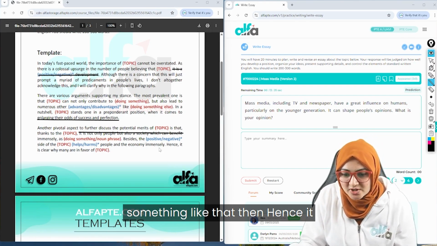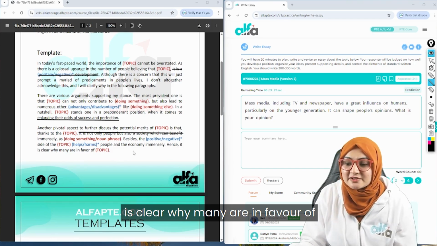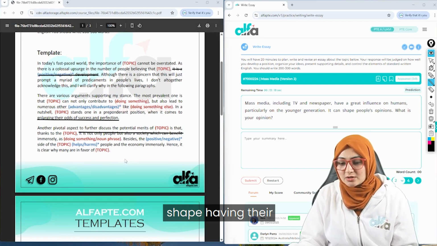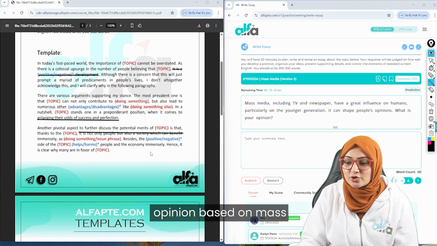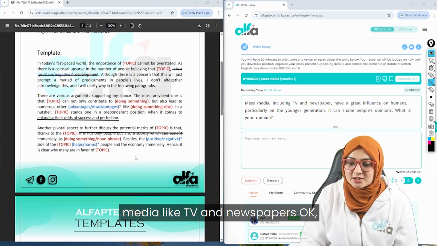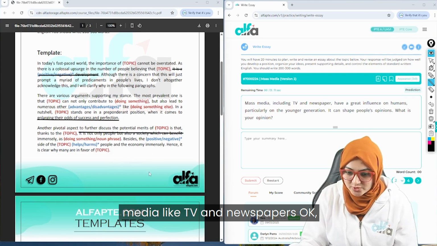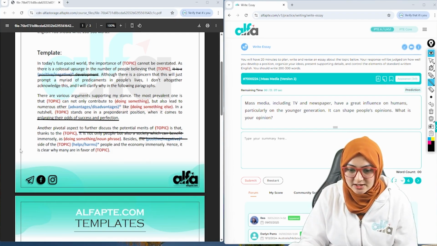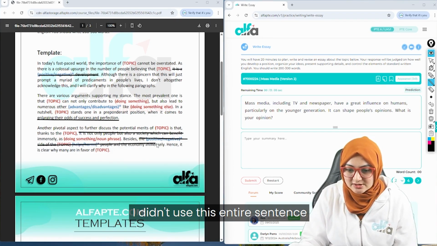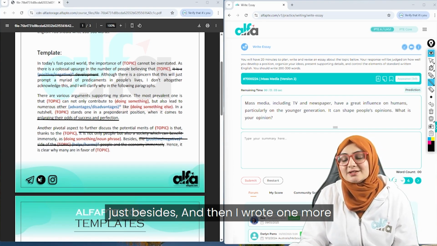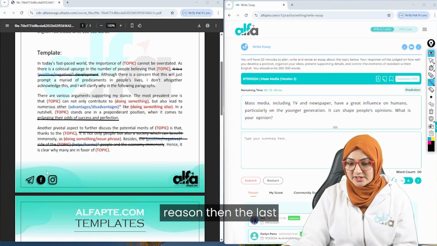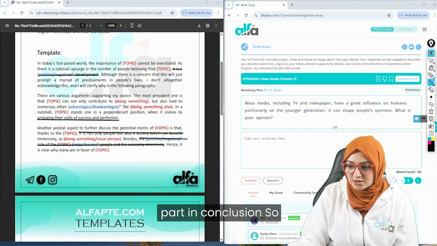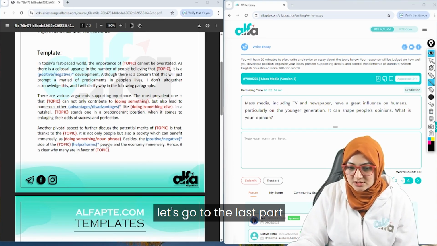Then, hence it is clear why many are in favor of having their opinion based on mass media like TV and newspapers. Okay. So after this fixed line, besides, I didn't use this entire sentence, just besides, and then I wrote one more reason. Then the last part, in conclusion. So let's go to the last part.